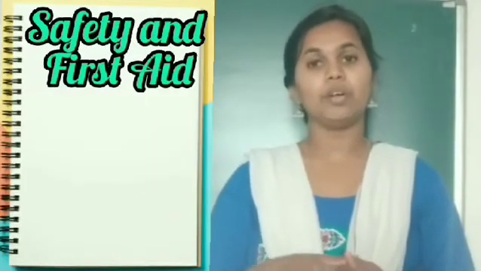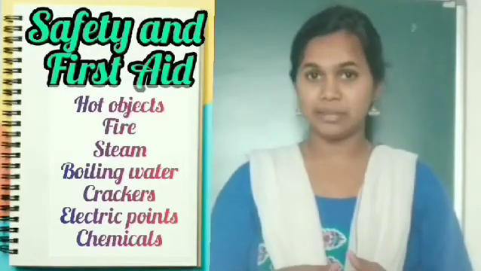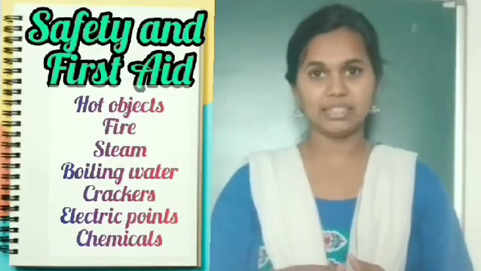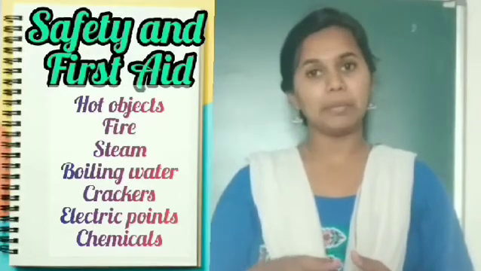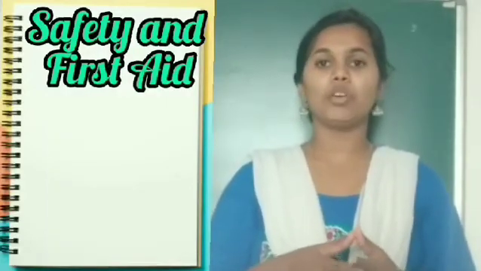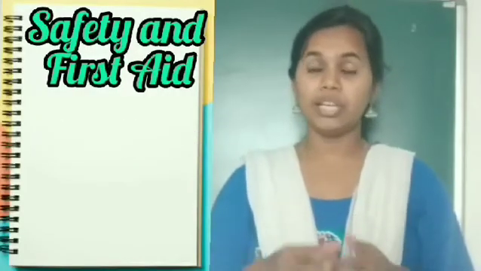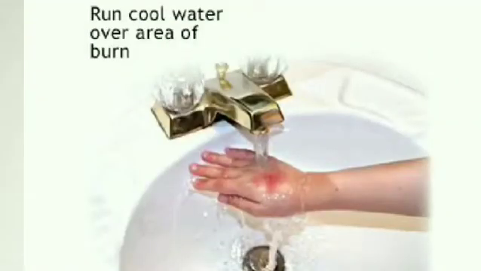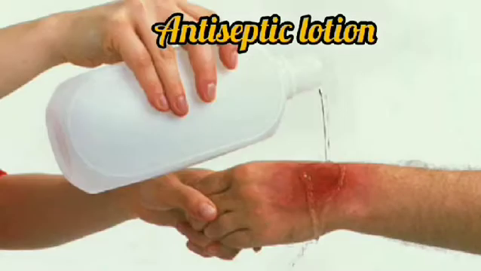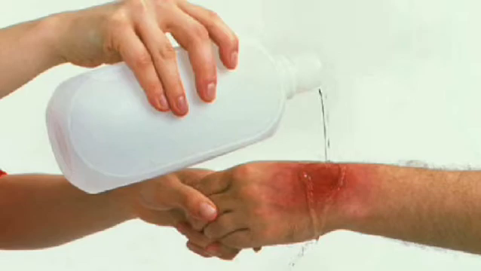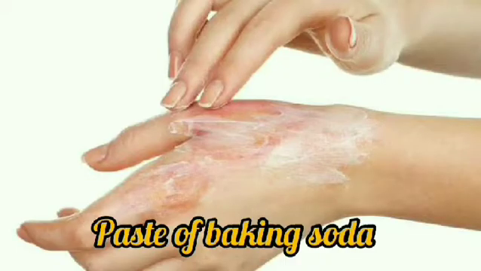Next, for burns. One can suffer burns from hot objects, fire, steam, boiling water, crackers, electric points and chemicals like acids. Let us see what we can do for minor burns. Though minor burns are very painful, we can treat them at home. Let running cold water flow over the burn until the pain subsides. Apply an antiseptic lotion or cream to prevent infection. If an antiseptic lotion is not available, apply a paste of baking soda and water.